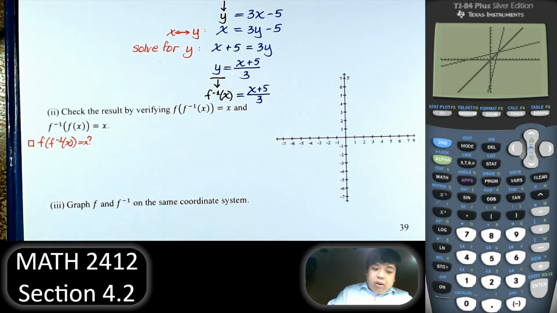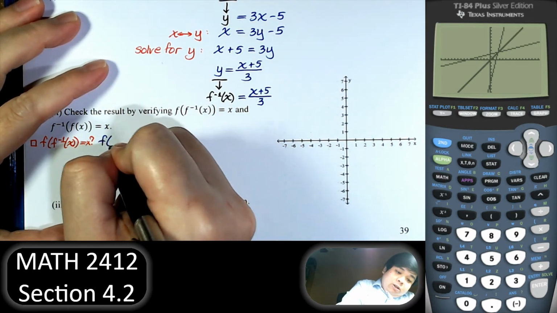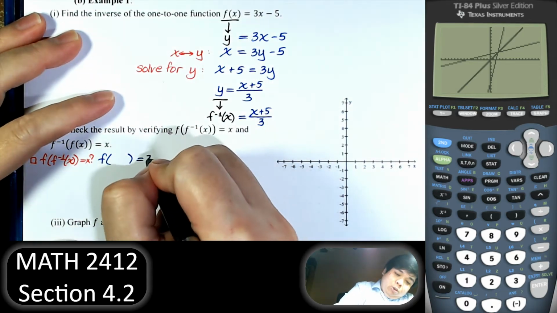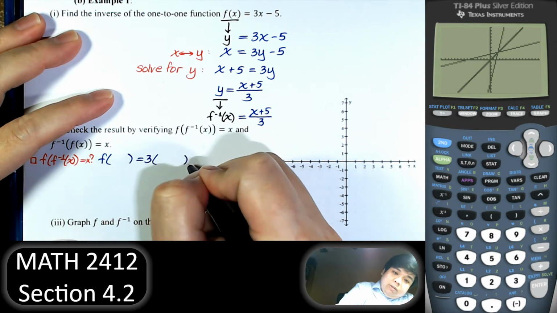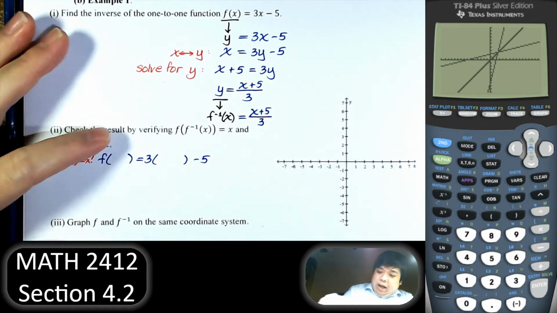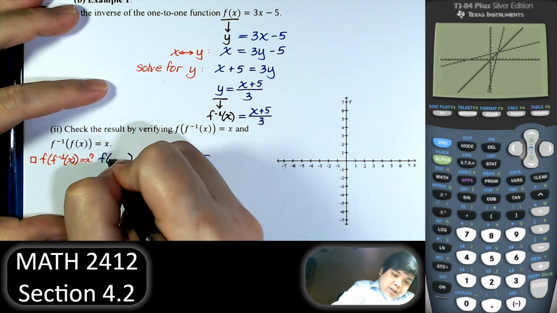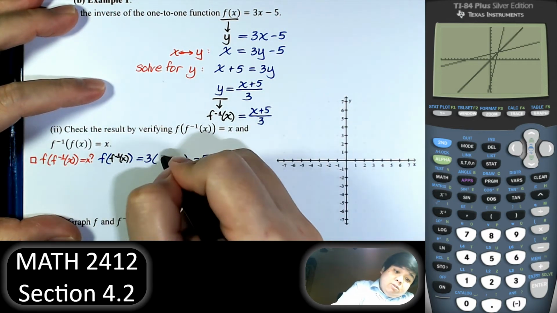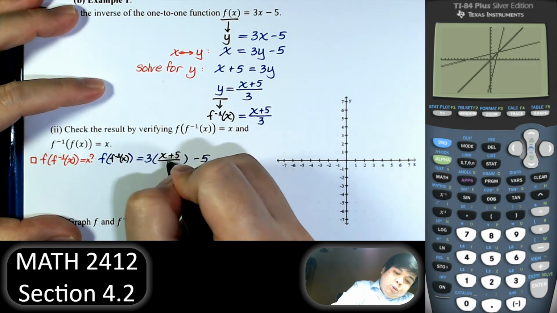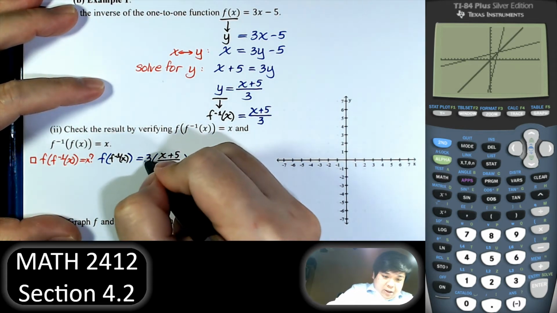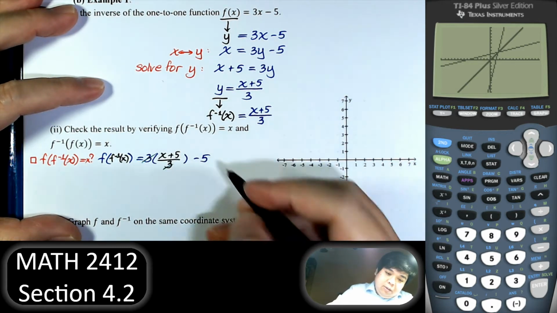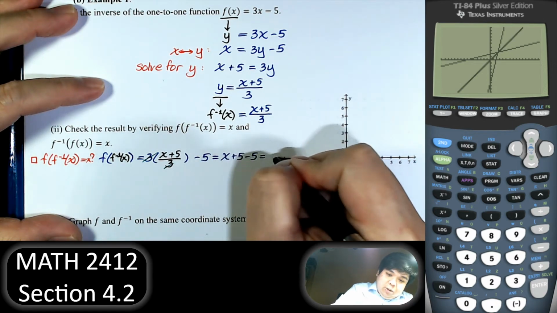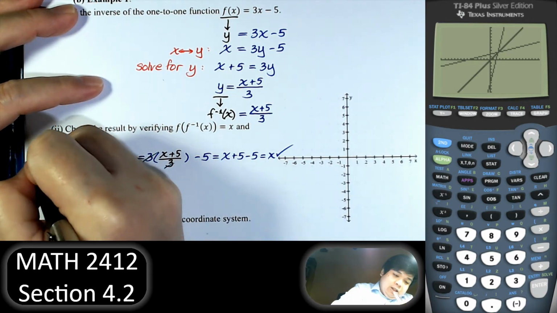So we start with the function. The function is 3x minus 5. So we're going to have 3 times something minus 5. And that something is the inverse. What we did find is x plus 5 over 3. Cancel out the 3. We have x plus 5 minus 5 equal to x. And yes, indeed it is.